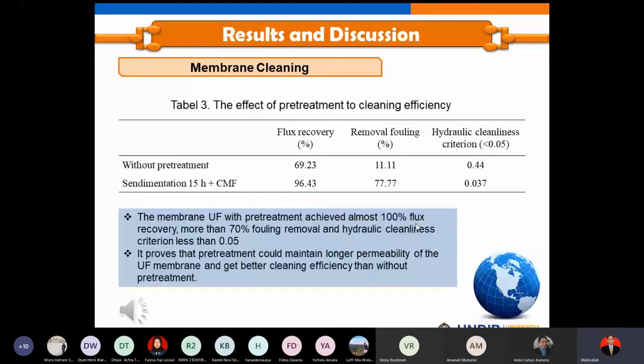It also achieved flux recovery of 70% for fouling removal and a hydraulic cleanliness criterion of less than 0. It proves that pretreatment can maintain longer cleaning efficiency than without pretreatment.